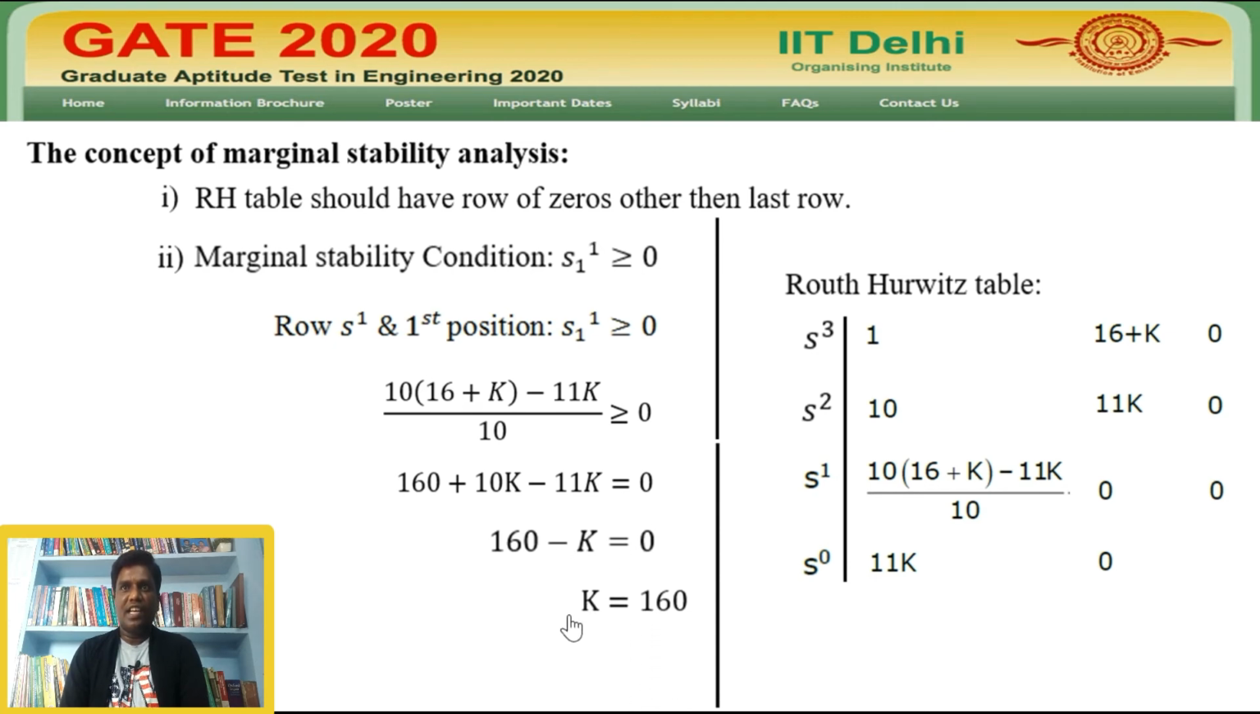Finally, k equal to 160, which means the system is marginally stable at k equal to 160. So the answer is k equal to 160. This is the required answer for this problem.